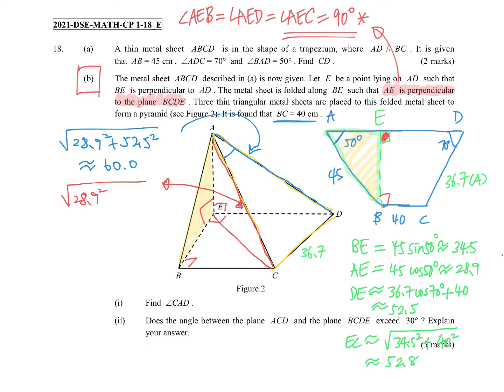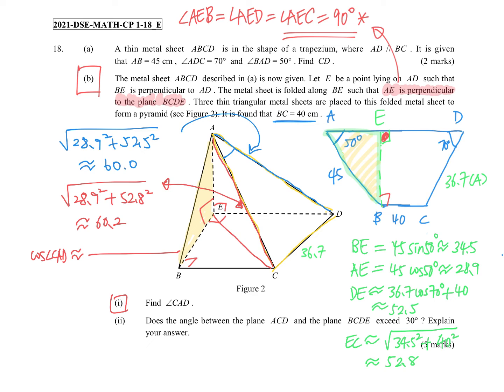and then plus EC square, so that would be 52.8 square. So that will be approximately 60.0, I mean 60.2. And now we have 60.0, 60.2, and then 36.7. But finally, we can handle angle CAD. So cosine of angle CAD, we try to make use of the cosine formula.